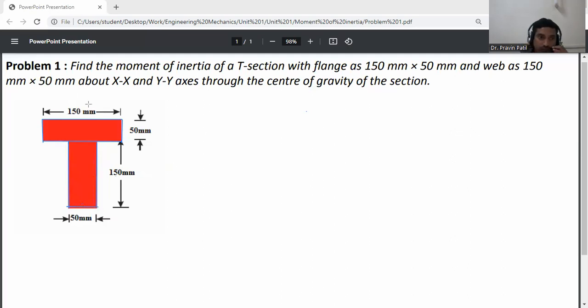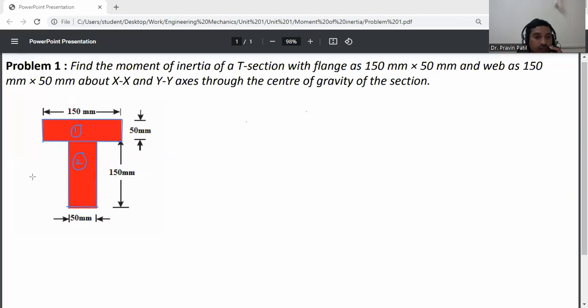So I will divide this into two parts. One is the flange, that is the first part, and the second one is the web. This is the second rectangle part. Okay, I have divided this into two rectangle parts. This is the T section.